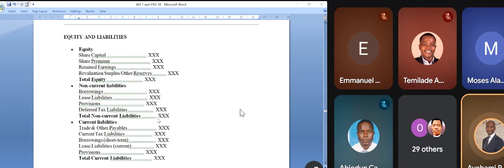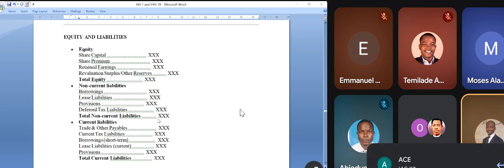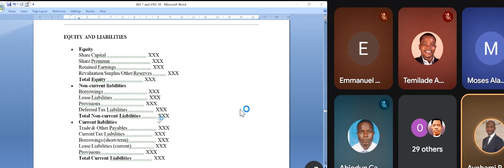And you have short-term borrowings, and then you also have lease liability, current lease liabilities, and then you have provision. Sorry, IAS 37. Sorry, please. IAS 37. IAS 36 is impairment. IAS 37 is provision, contingent asset, and contingent liability. Thank you. So that is that for that.